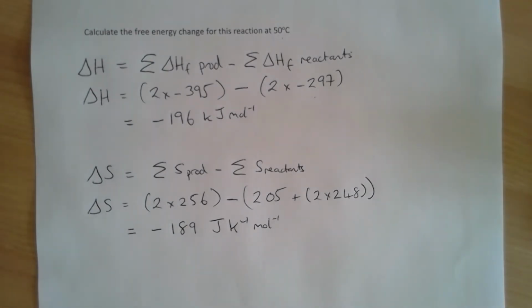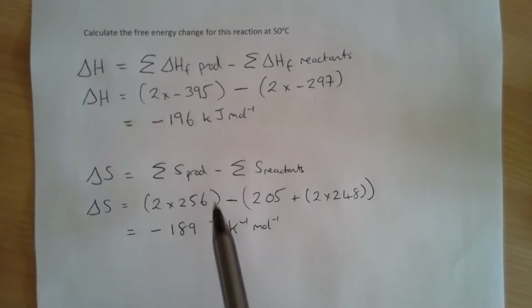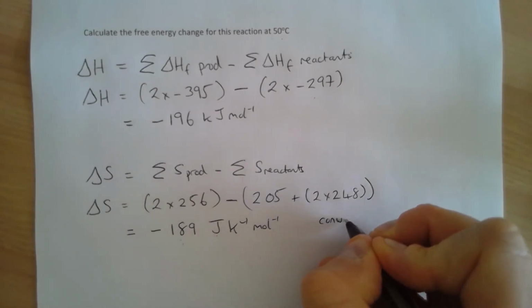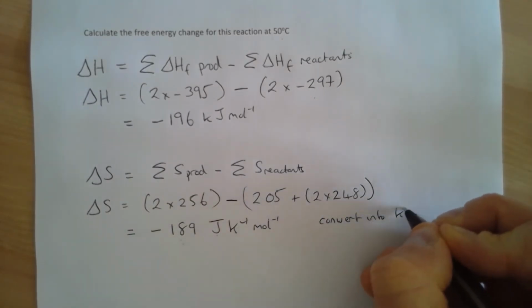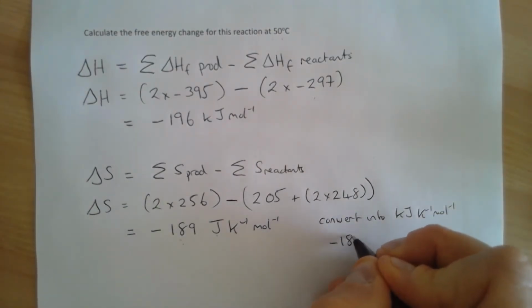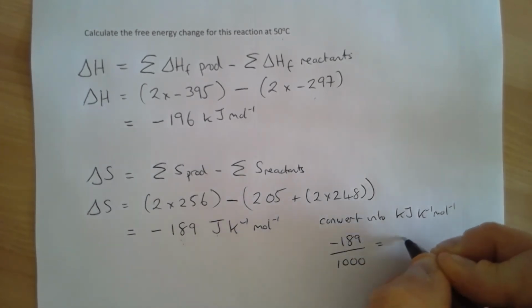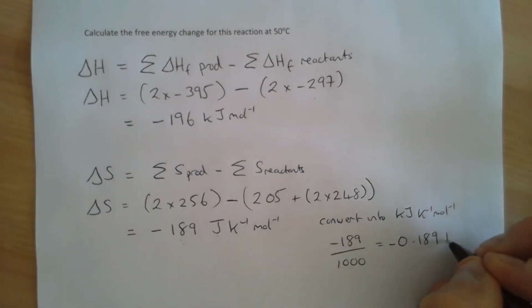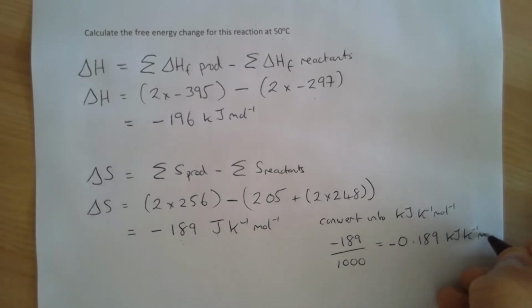So we've calculated the enthalpy change and we've calculated the entropy change. I said earlier that we're going to have to convert one of these so that they are in the same base unit of joules. So I'm going to choose to divide this one by 1000. So here I'm going to convert into kilojoules per Kelvin per mole. So that will be minus 189 divided by 1000 gives me minus 0.189 kilojoules per Kelvin per mole.